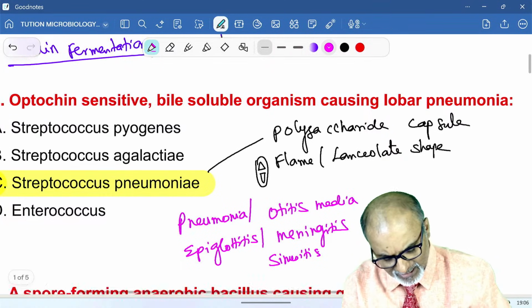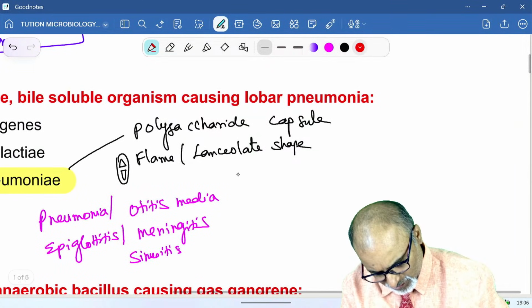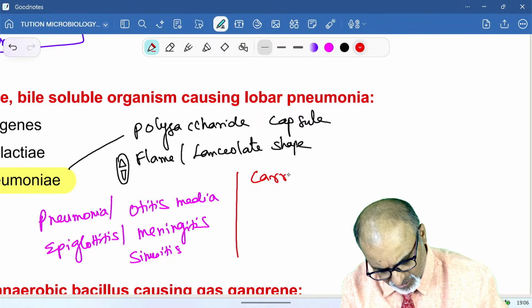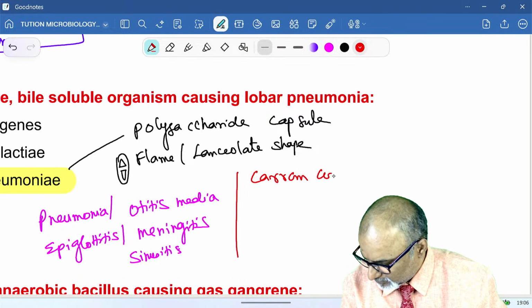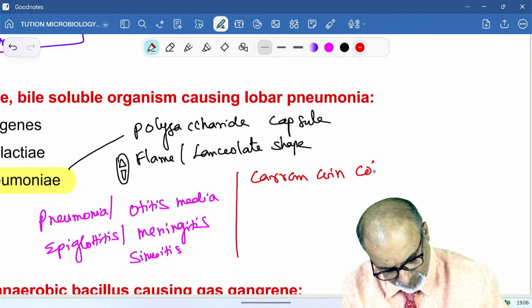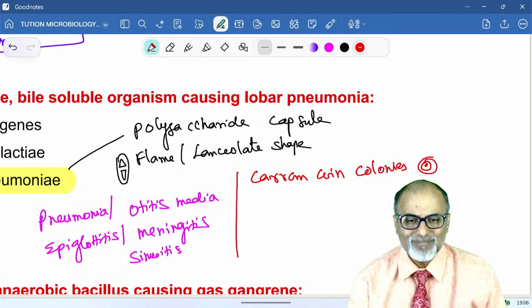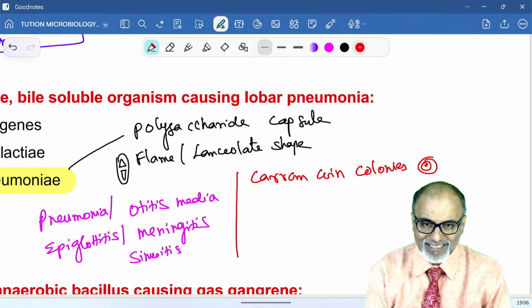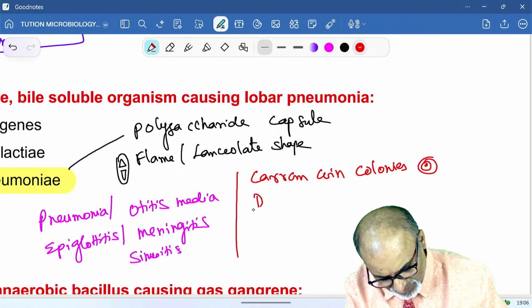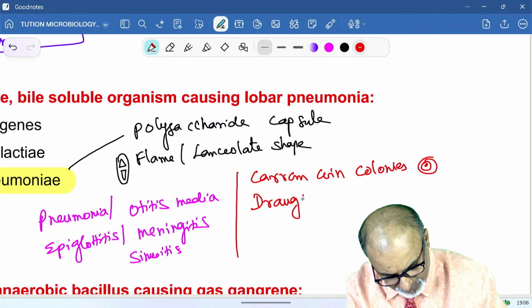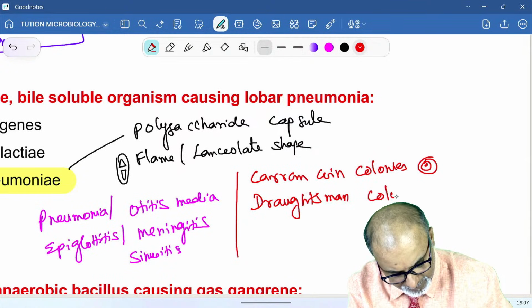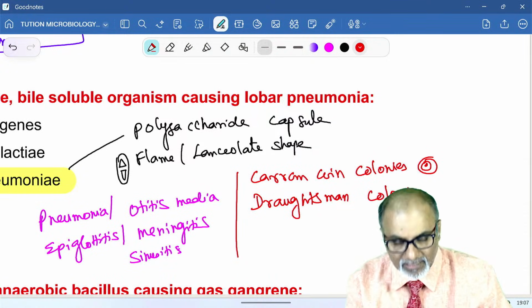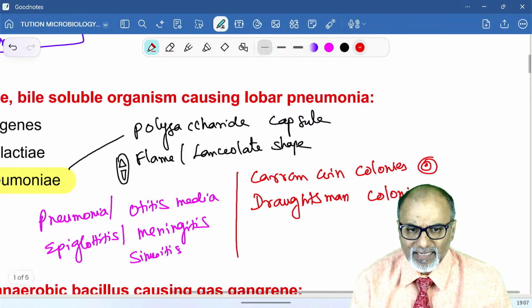It produces carom-coin colonies. These are all key points you must know. Other name: draughtsman colonies. Carom-coin colonies or draughtsman colonies.